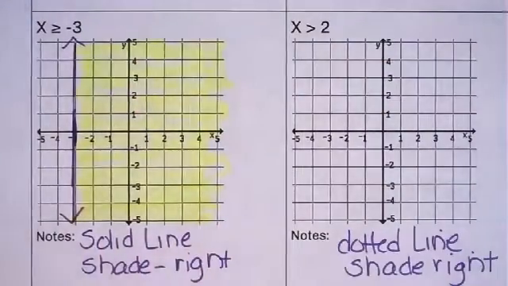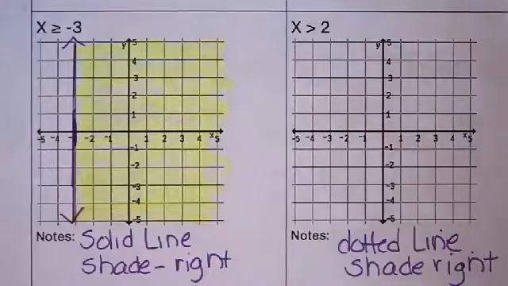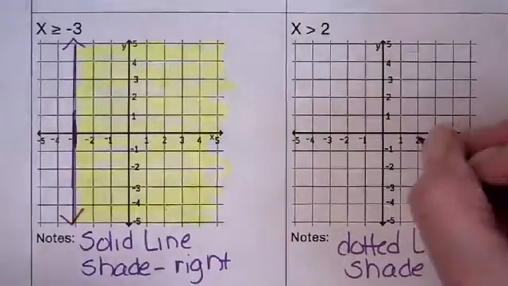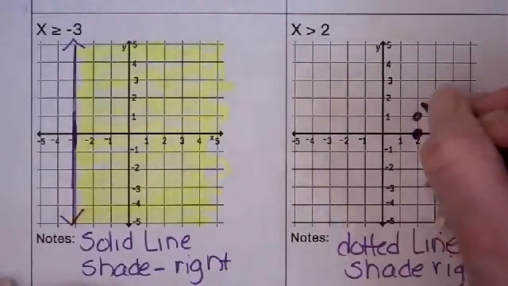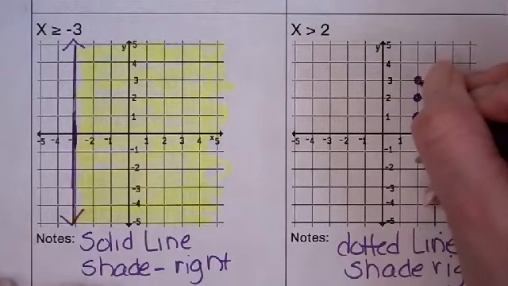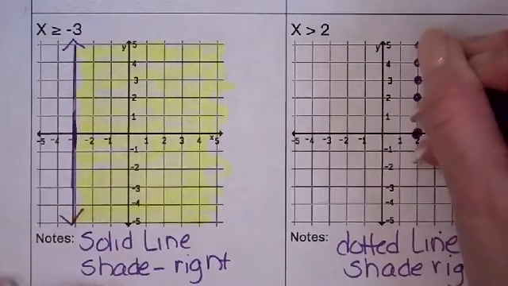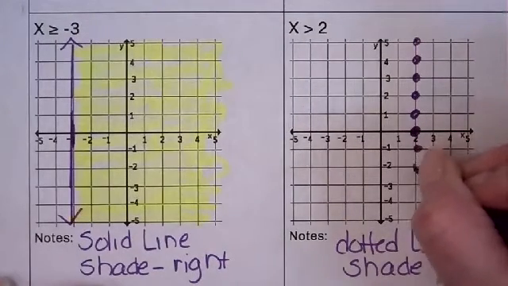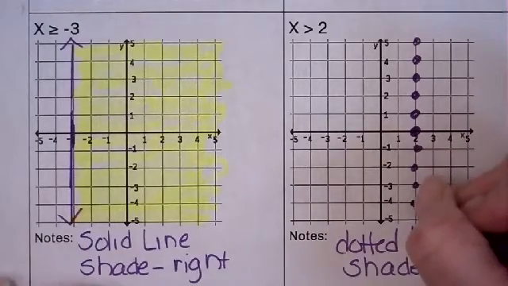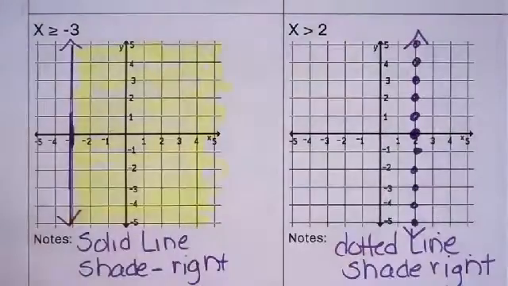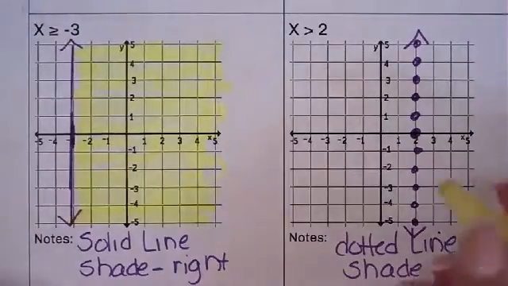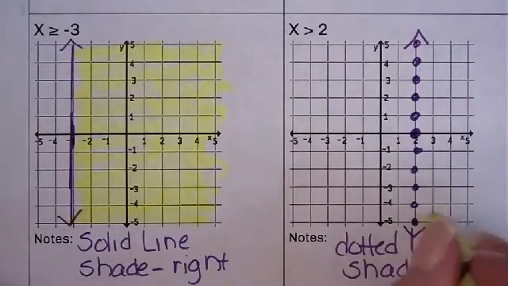There we go. Now, if I want to do my last one, x is greater than 2, I go to 2. This is a dotted line. So guys, I can do the dot trick just like I did with the horizontal. Just put dots going up and down. Put my arrows. Again, it's greater than, so I'm still going to be shading to the right.